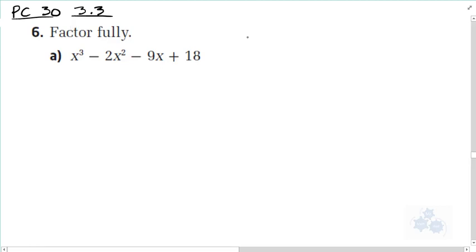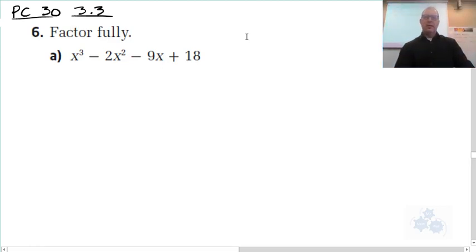Okay, so we're going to look at question number 6a, and this is a typical question for 3.3. This is a question that you need to know how to do, factoring fully. So we have a polynomial that looks like this, and what you're going to want to do first is to try and choose some possible factors to test.